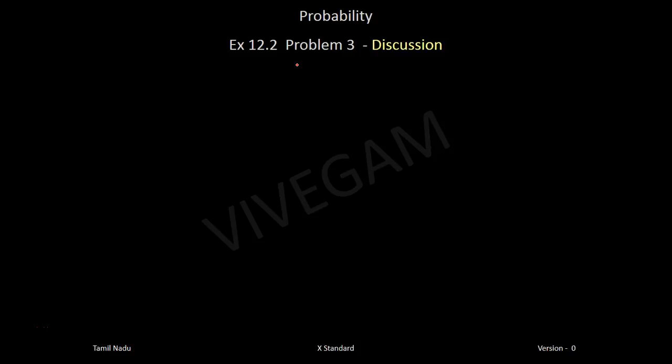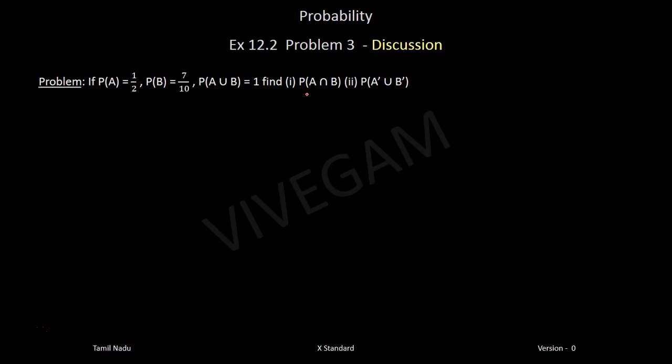Exercise 12.2 Problem 3 Discussion. If probability of A is half and probability of B is 7 by 10 and probability of A union B is 1, find: one, probability of A intersection B, and two, probability of A complement union B complement.